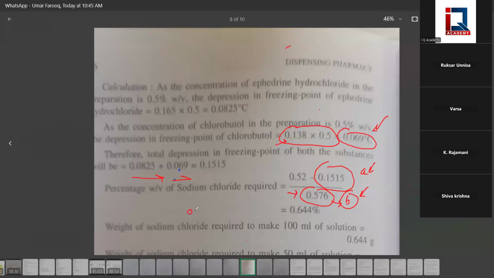So what we are doing is 0.52 minus A by B. How did we get the A value? The A value we got by the freezing point of ephedrine hydrochloride plus the freezing point of chlorobutanol.